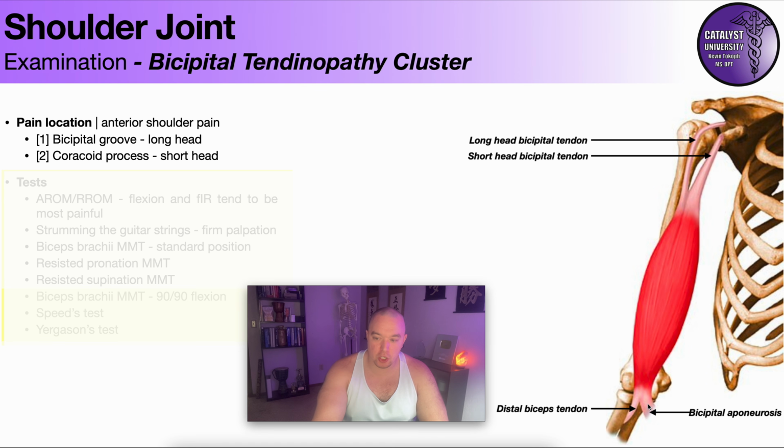But remember, there's also another one called the bicipital aponeurosis, and this one actually attaches on the ulna. So the bicep attaches on both the radius and the ulna. Don't forget that. But what we're concerned about here in this video are the proximal tendons.